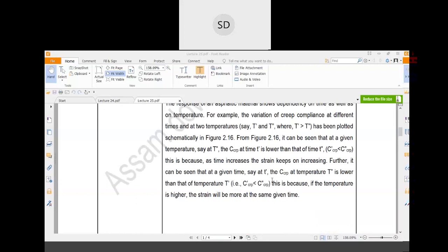Now, what was the compliance in a creep condition? That is the stress divided by strain is the creep compliance. Now, it can be seen that at a given temperature, suppose T dash, the creep at time T dash is lower than that of the time T double dash.